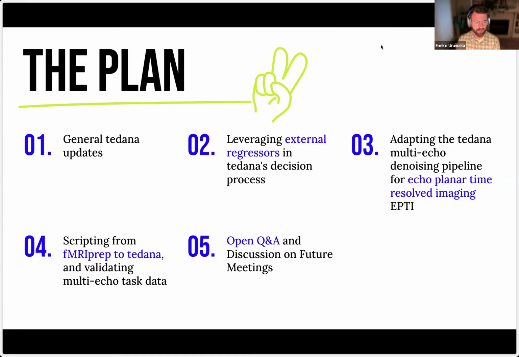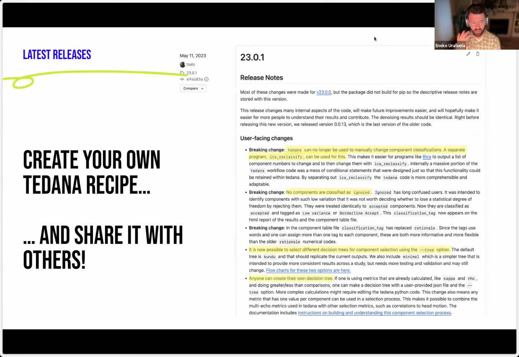So without further ado, I just wanted to highlight two of our latest releases. This one is from 2 years ago, where we introduced a way to create your own recipe in tedana. This is with the tree option. You can give it your decision tree, your own recipe to tell tedana how it should be classifying components, which means you can also share it once you publish your paper, so your work can be reproduced.